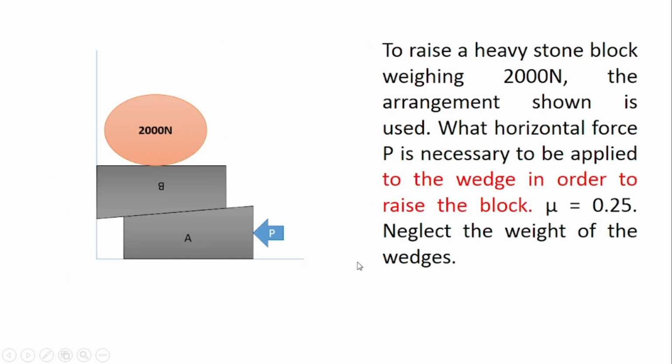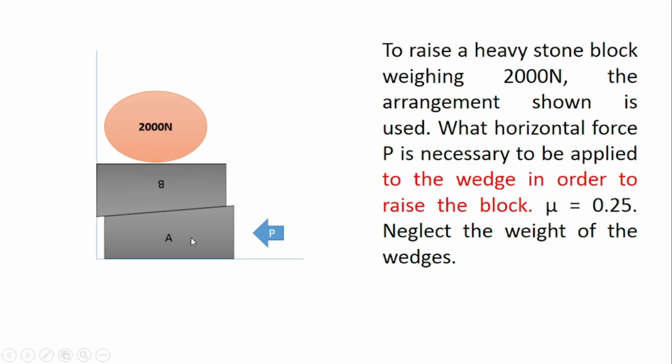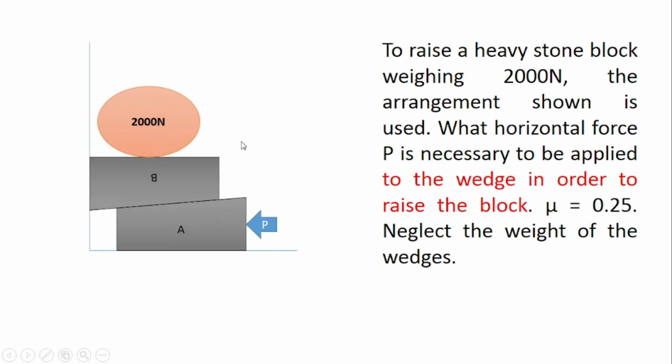So we'll start with understanding the question. First mark this word: what force P is necessary to be applied to the wedge in order to raise the block? So here the function of P is to raise these blocks, right? To raise the weight. So the function of P is to raise the weight of 2000 Newton in the upward direction. So as per that we'll have the motion. When the P force is applied, block A will move towards the left side. That will push block B in the upward direction, and eventually that will push the weight 2000 Newton in the upward direction.